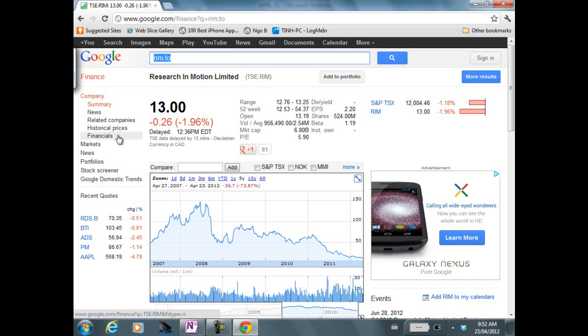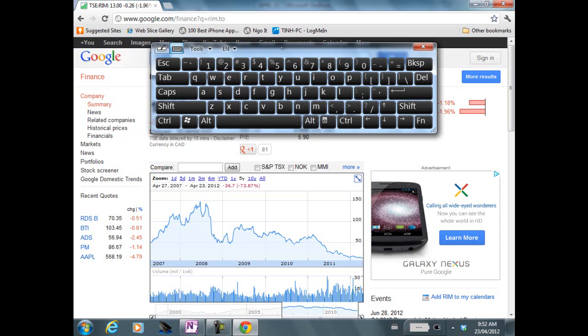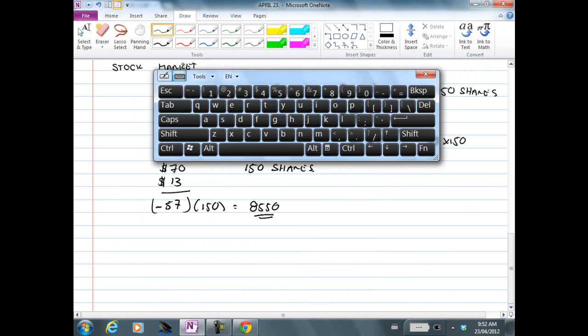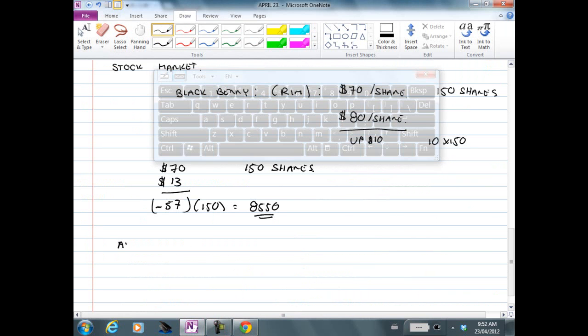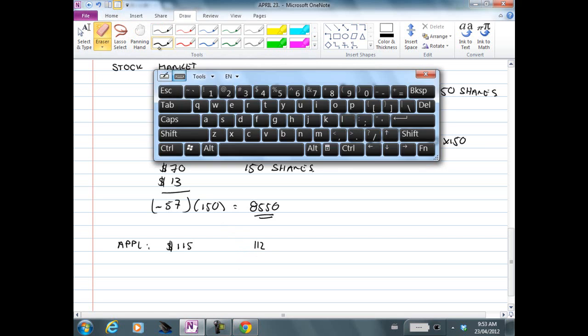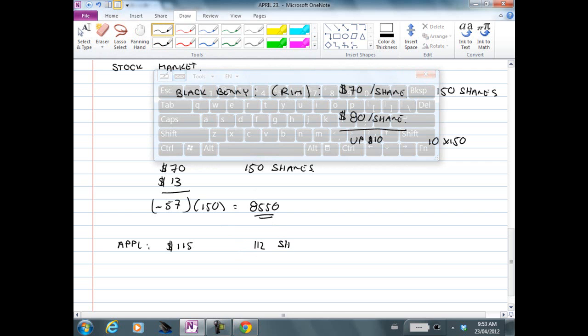Now another one I bought, BlackBerry's competitor. I bought something called Apple. Okay, I bought Apple at $115 per share, 3 years ago. I bought how many shares? I bought 112 shares of these. 112 shares. Kid you not, true story.